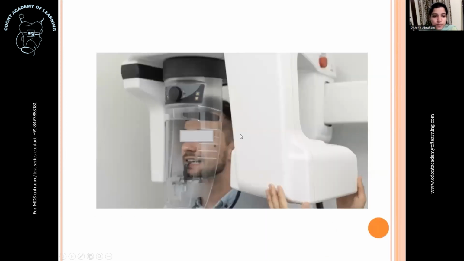So this is how we position the patient. This is the area where we can move the machine up and down. That is the control panel. And we position the patient here, and this will be your X-ray source and the receptor, which will be rotating around the patient at the same time to produce an image.